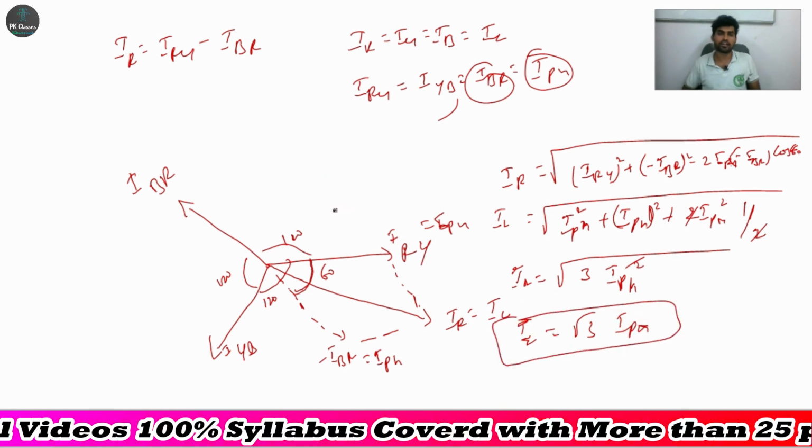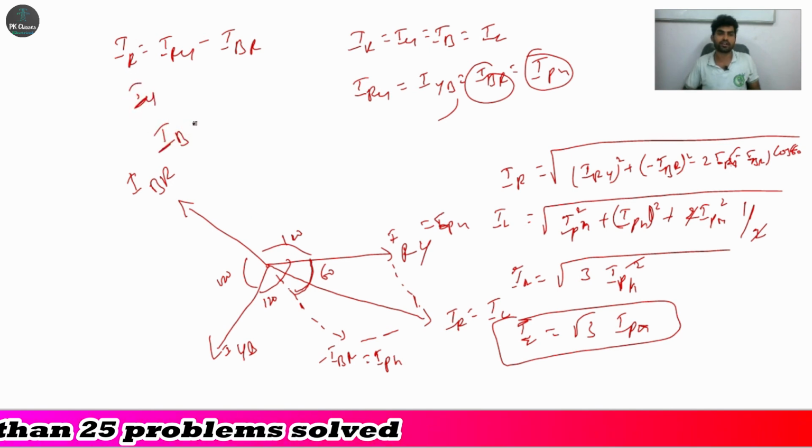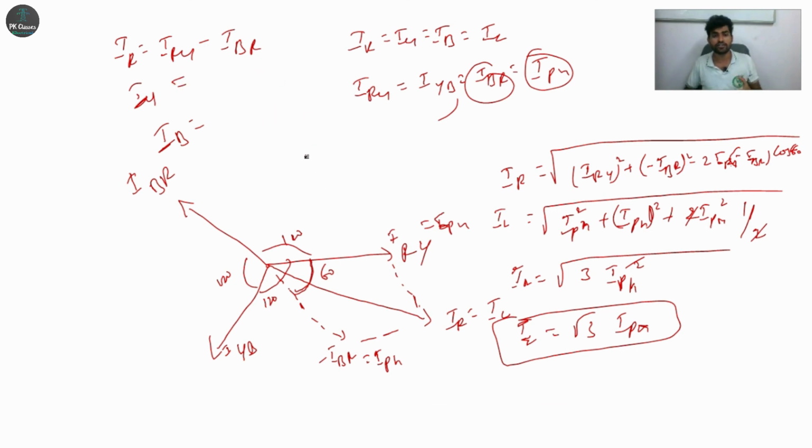Similarly, you can do for IY and then IB. Just draw a diagram, you get the answer. Even though some different notations, sometimes you get IR is equal to IBR minus IRY. Sometimes, okay. That time you have to take this negative opposite, right?